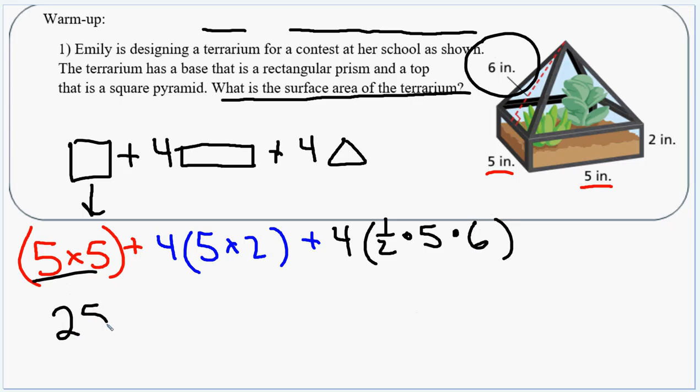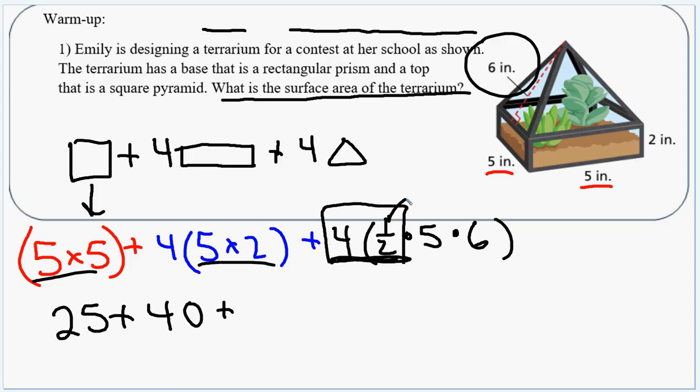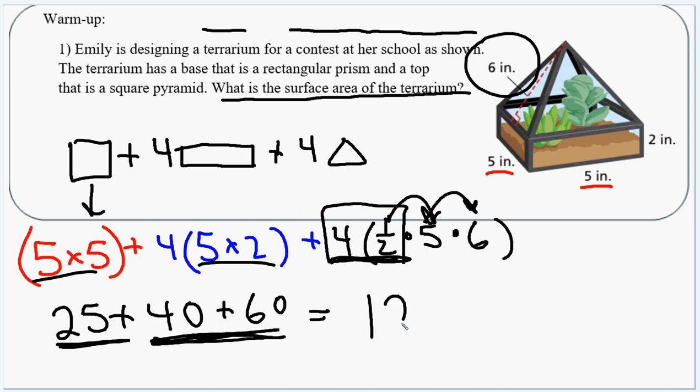5 times 5 is 25. 2 times 5 is 10, and we multiply that by 4 and get 40. And then half of 4 is 2. 2 times 5 is 10. 10 times 6 is 60. These two add up to 100, and then we add 25 more. So our answer is 125. Our units are inches, and it'll be squared because we're talking area.